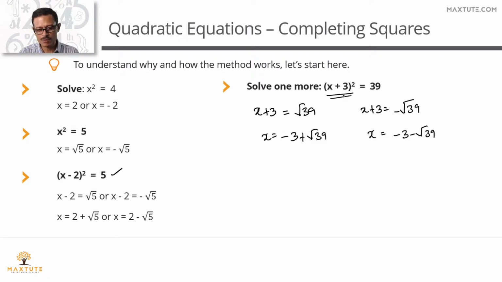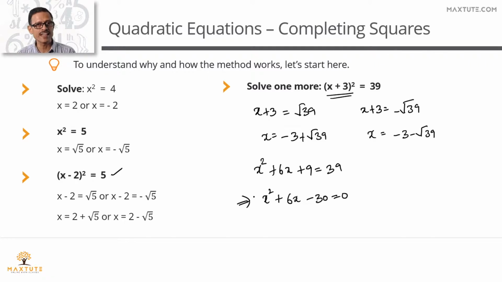Let's expand the term on the left hand side and see what we get. The term on the left hand side will expand as x square plus 6x plus 9, this equals 39. Take the 39 to the left hand side. So what will we get? We'll get x square plus 6x minus 30 equals 0. Isn't this the equation that we started this entire video with?